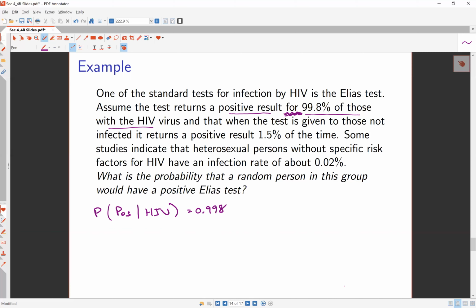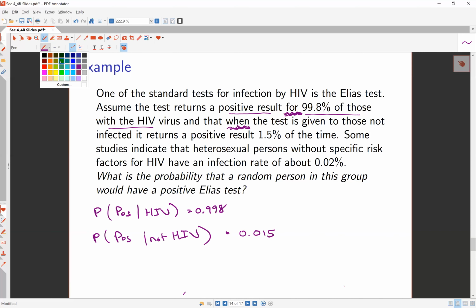Next, when the test is given to someone not infected, and "when" is another one of those keywords, conditioning. If you see "for," if you see "when," if you see the word "given" itself, it tells you there's conditioning happening. So here it says, when someone does not have HIV, that's what we're now conditioning on. The probability of a positive test result is 1.5%.